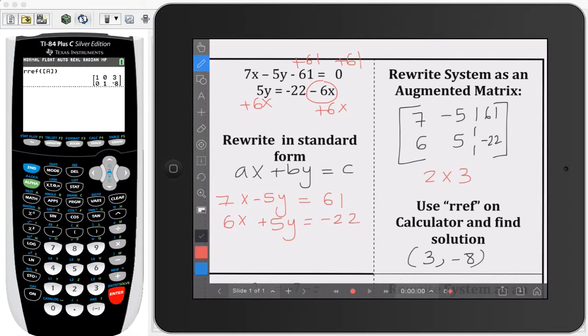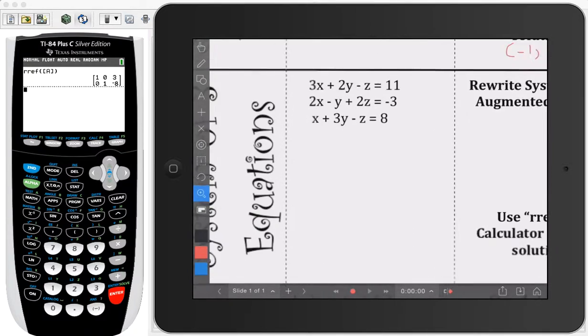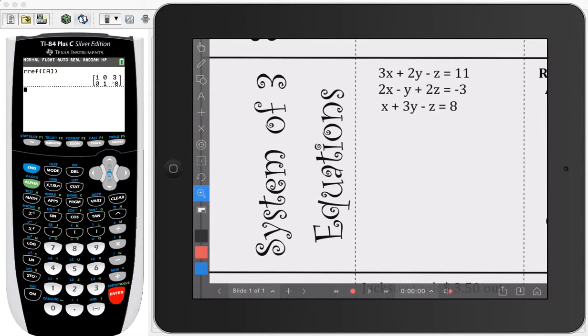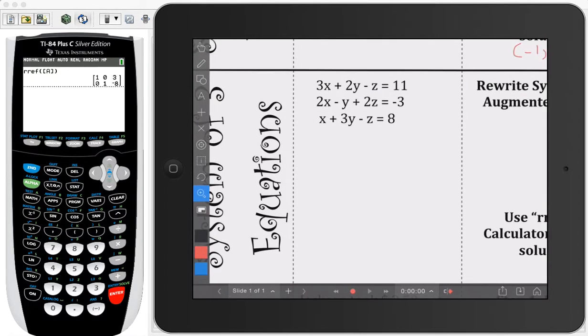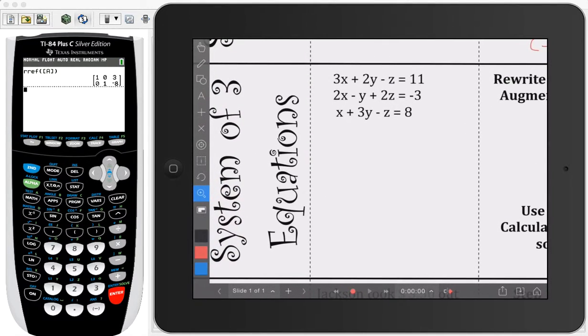Now let's move on to the second part of this lesson, which is solving system of 3 equations. Again, just like before, you need to check that your equations are written in the standard form.